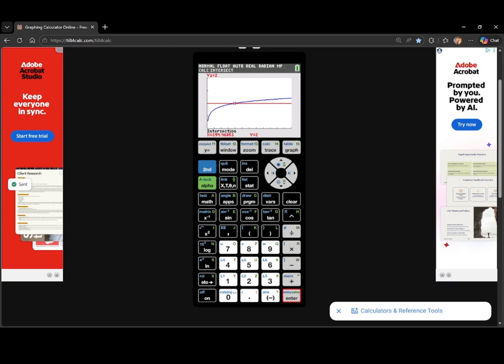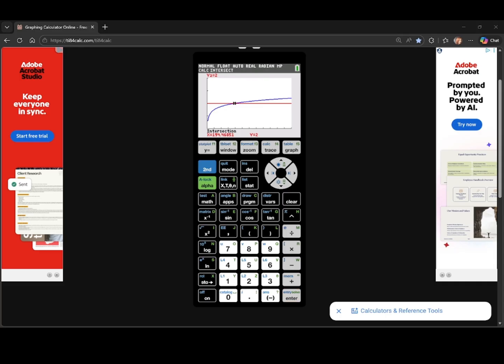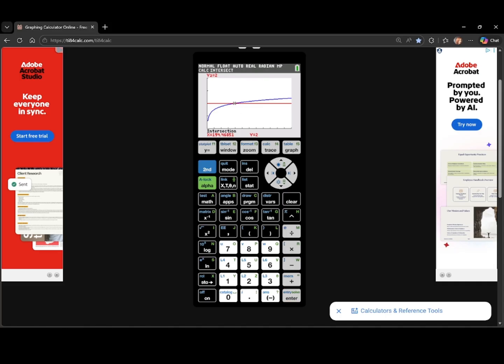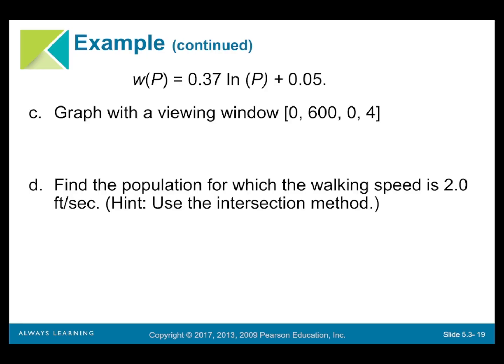And the intersection is 194.468. And that is the population of the city that we need. So 194,468. Really, if I want to properly round, 469. That would be the answer to that next question. So, moving on, I suppose I'll write down the answer. We already saw the graph. That was 194,469 people to get a walking speed of about 2 feet per second.